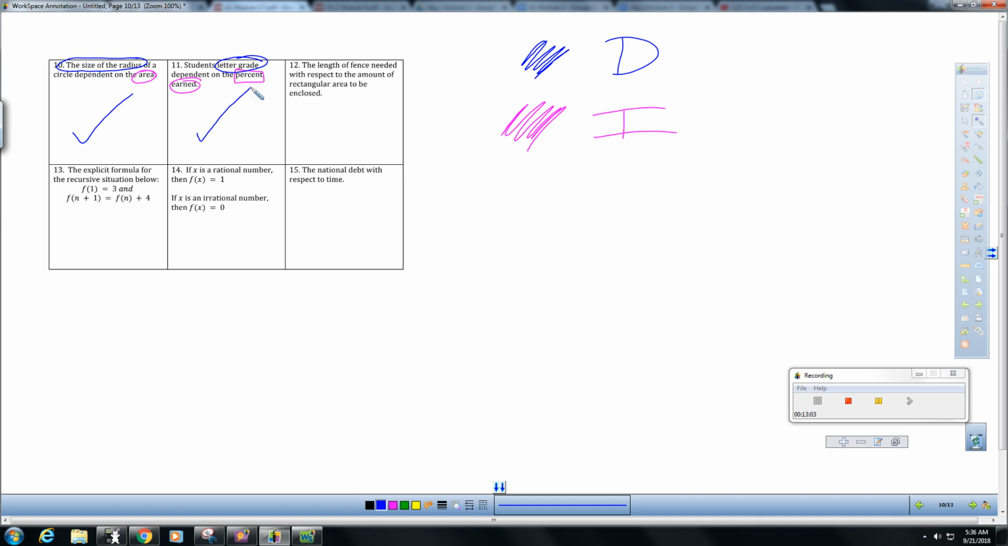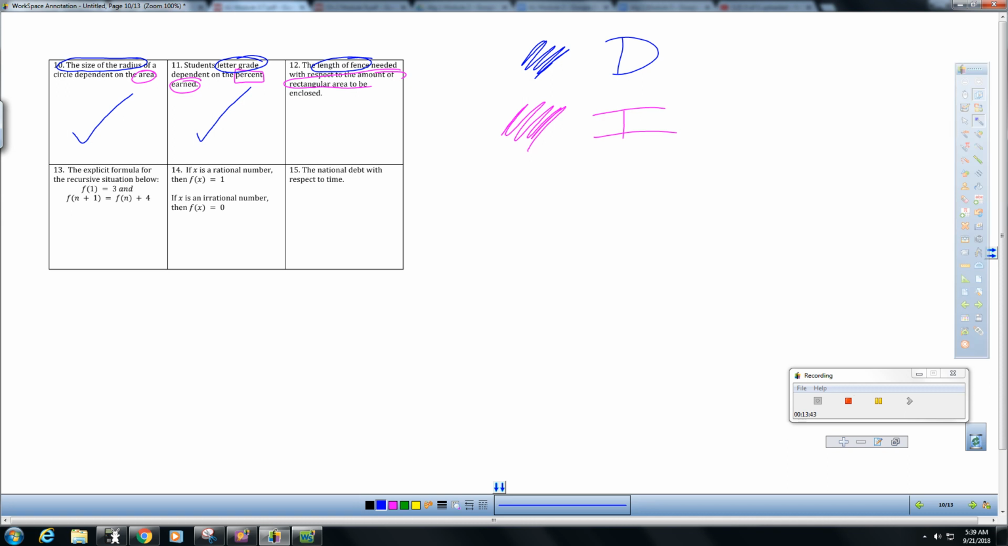The length of fence needed with respect to the amount of rectangular area to be enclosed. Well, here the length of fence is dependent on the amount of area, and this is a function. Let me think about that. Hold on. I'd like to change my vote. Not a function. Let me explain why. Okay? I was thinking about it the other way.